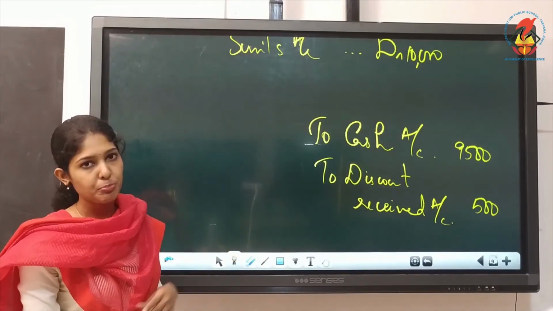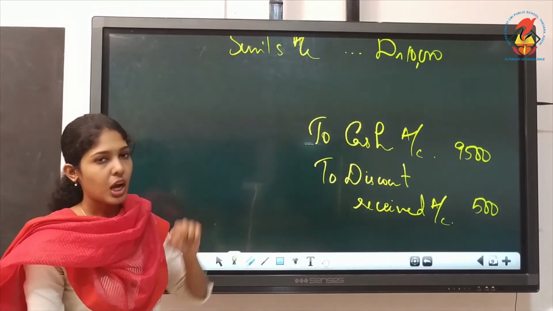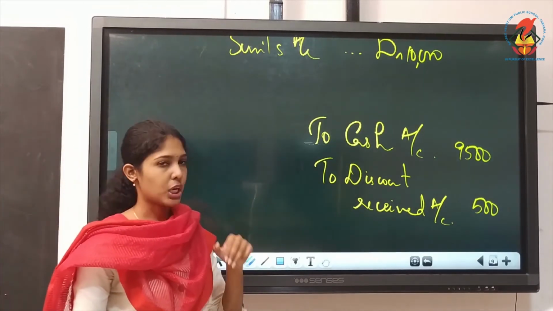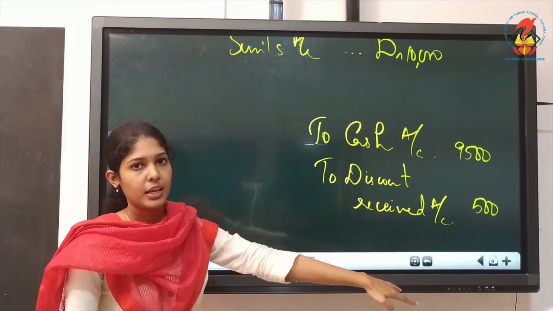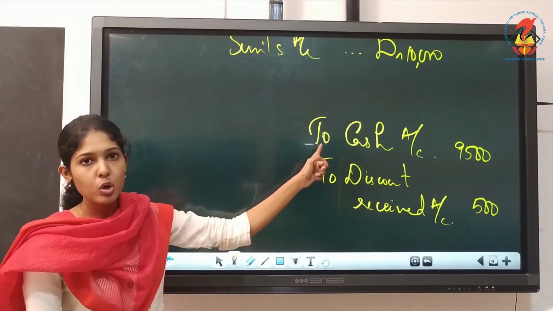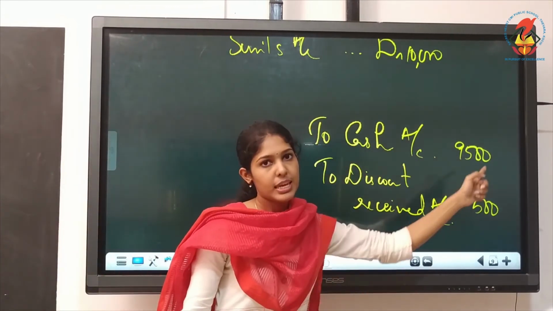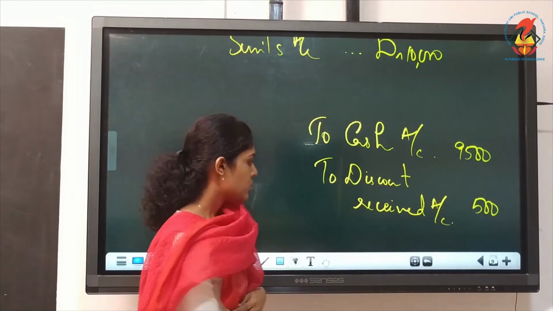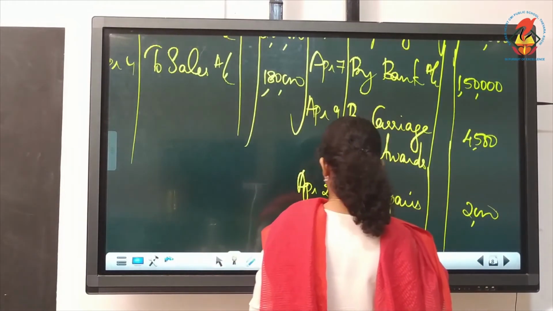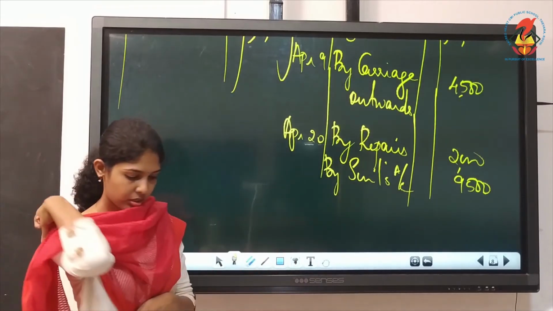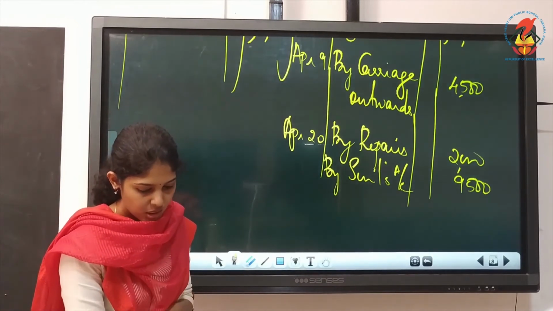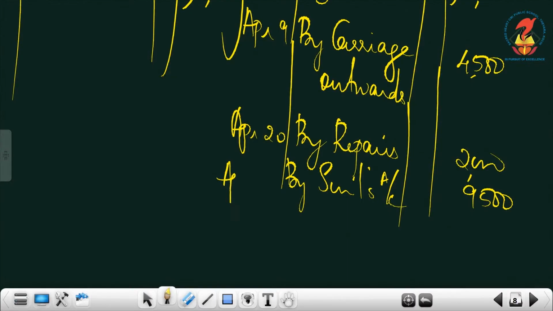Understood? Now how will you do the posting? Cash account is what we are doing. The cash book is similar to a cash account, and this cash account is getting credited. So on the credit side you must write by Sunil, and which amount will you write? The amount written against cash. Understood? So we can do the posting now. By Sunil's account, it is 9,500, what we paid. So that date is April 28th.